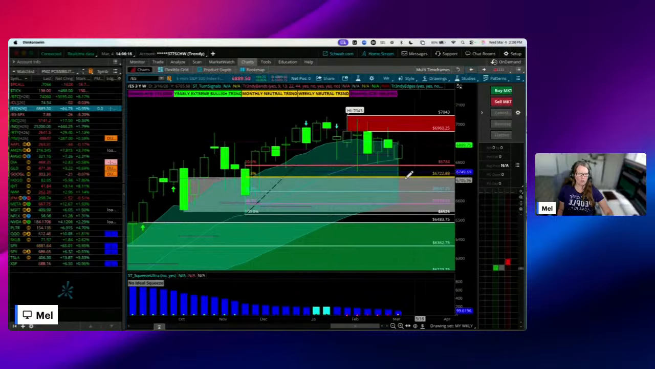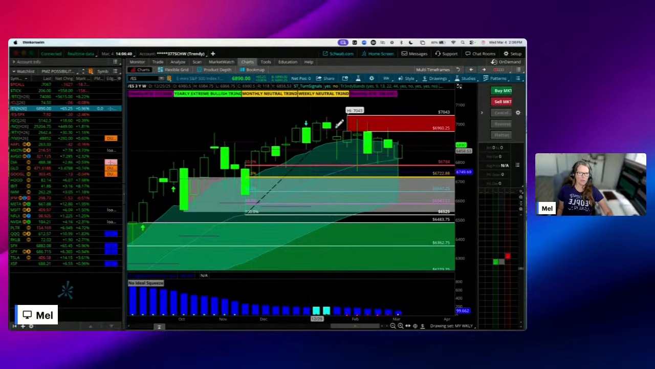Let's start first with the ES futures on the weekly chart. This blue line right here is a Trendy Edge. It's a Trendy indicator and it is identifying a playing field of supply. Because this is an upper edge, there is supply above this edge.